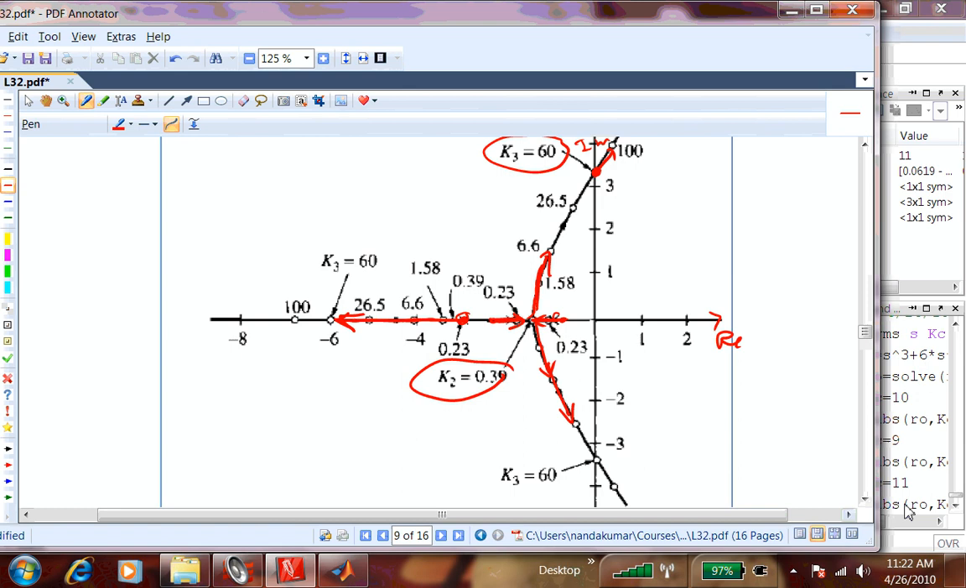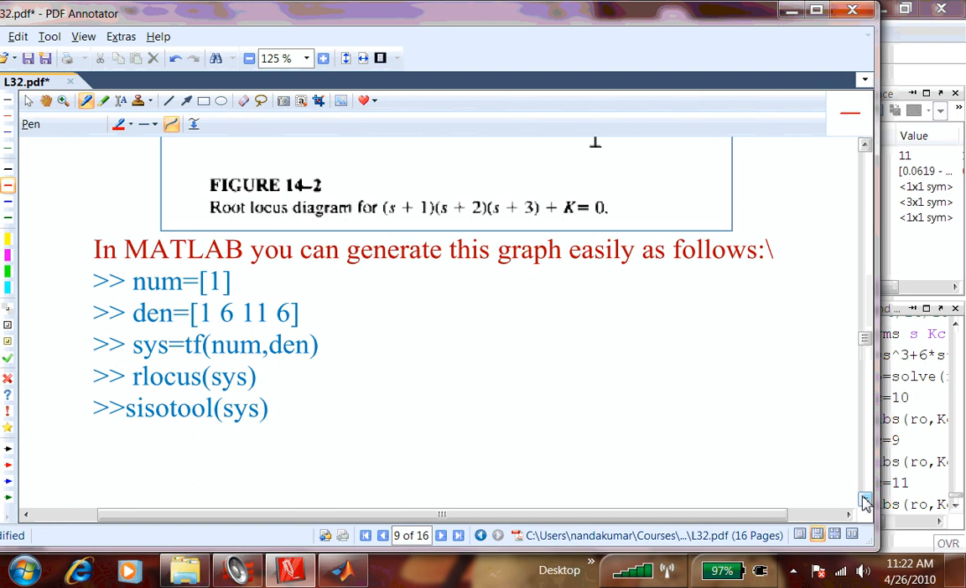Okay. How do I do it in MATLAB? I need to define the transfer function. Now, when we did it by hand, we looked at the characteristic equation, which is this equation that you see here. And we changed Kc and solved for the roots. So we generated our own tables and plotted them. Okay? So in MATLAB, there is a function called rlocus, which does the root locus plot for you. And for that, it will do the simplification to get the characteristic equation.